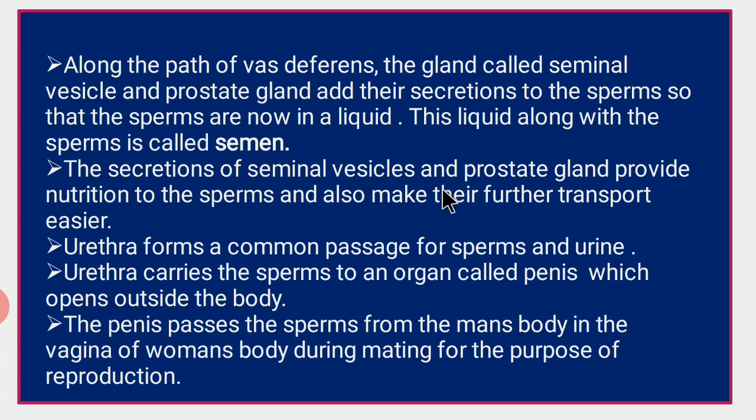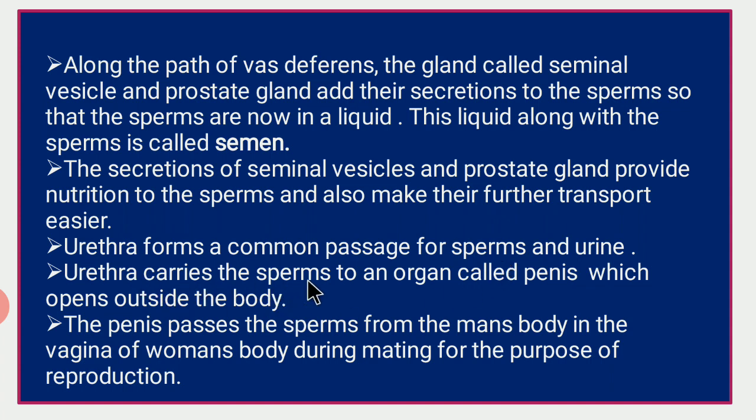The secretion of the seminal vesicle and prostate gland provides nutrition to the sperms and also makes their further transport easier. Urethra forms a common passage for sperm and urine. As you observed in the figure, there is a common duct formed by the urethra. The urethra is coming from the urinary bladder, so it is a common passage for urine as well as sperm.